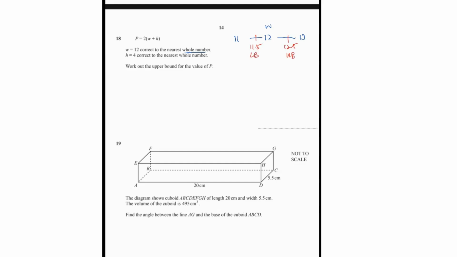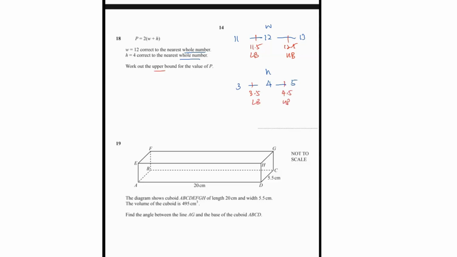Okay, same exercise again with H. H equals 4 and it's corrected to the nearest whole number again. The nearest whole number we go up is 5, and the nearest whole number we go down is 3. Then to take the bounds, we take the midpoint. So 3.5, 4.5. This again is your lower bound, and this is your upper bound.